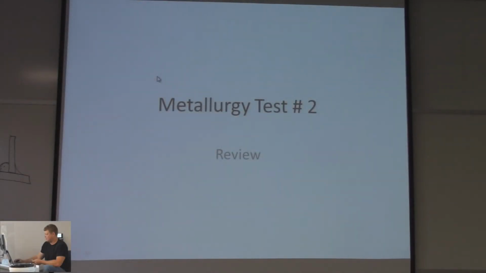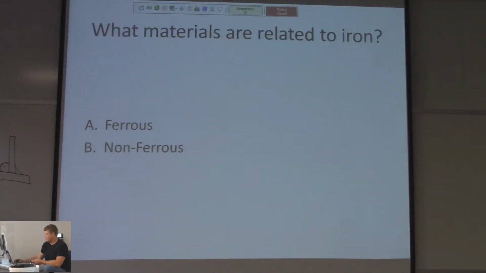Metallurgy test number 2, review. Pulling it open. The response is through the roof. What materials are related to iron? Your choices are ferrous and non-ferrous.